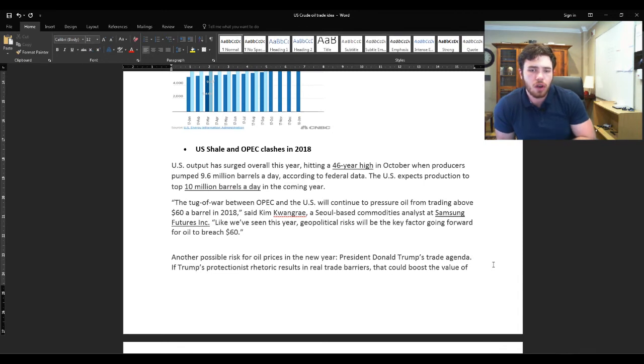US output surged overall this year, hitting a 46-year high in October. Don't forget that 46-year high in US output, when producers pumped 9.6 million barrels per day, according to federal data. The US expects production to top 10 million barrels per day in the coming year. So now that's what you can see. They already got their numbers together. They already know where they think they're going to go.